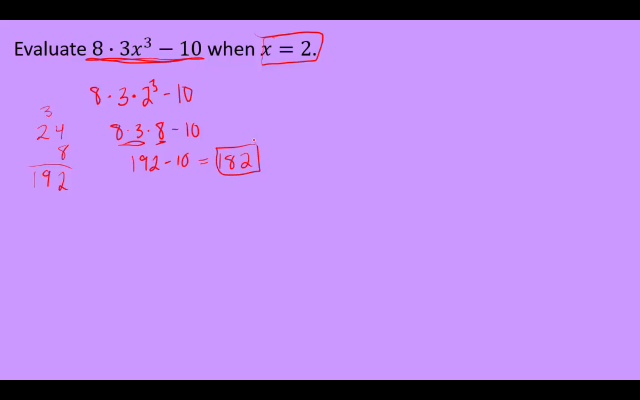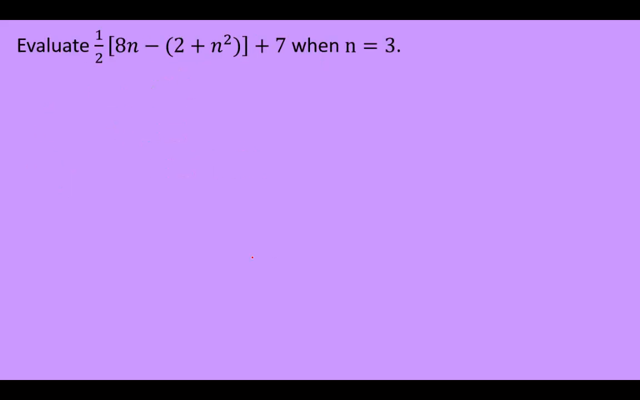Let's try one that's trickier. This one's going to get pretty complicated because we're going to fill in 3 where n is. There's more than one place n is, and we've also got this fraction in front, which could make things interesting, which is what math people usually say whenever things get harder.